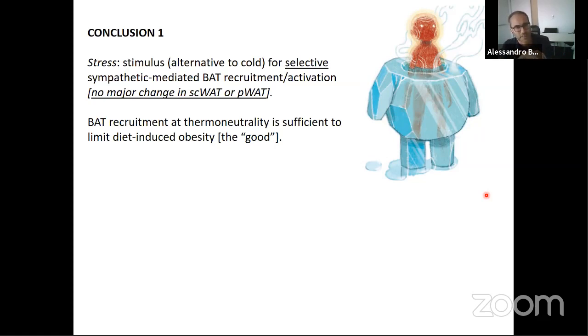So the first part of this talk essentially points to stress as an alternative stimulus for this brown adipose tissue sympathetic activation. And it is very selective, and I didn't show the data, it's all in the paper, but we have excluded a major role of the subcutaneous or the perigonadal white adipose tissue. And this is not unexpected because the sympathetic innervation is very local, it's very specific to each organ. It's not just a random activation of all the sympathetic nerves. And so this brown adipose tissue recruitment at thermal neutrality appears also to be sufficient to limit diet-induced obesity. Hence the good in my title.